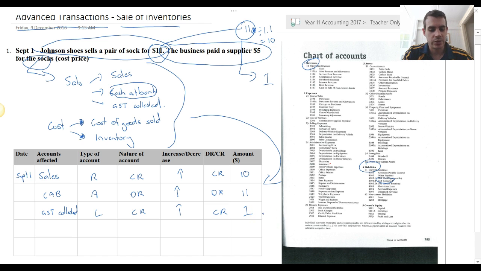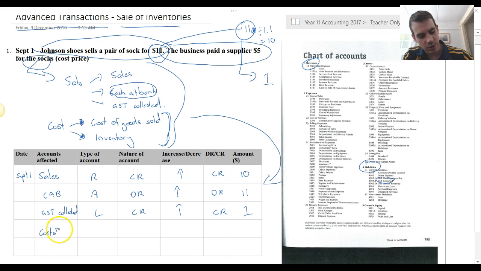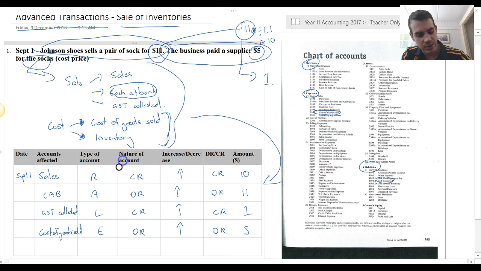This journal entry isn't finished, or this transaction table isn't finished. We need to account for this last little part here, the cost price of those socks. So the 2 accounts affected here were cost of goods sold. Cost of goods sold is in the expenses section, so you can see it here, cost of goods sold. Cost of goods sold is an expense. Expense is a debit by nature. Our expense accounts has gone up, so it's going to stay a debit for the cost price, which was $5.